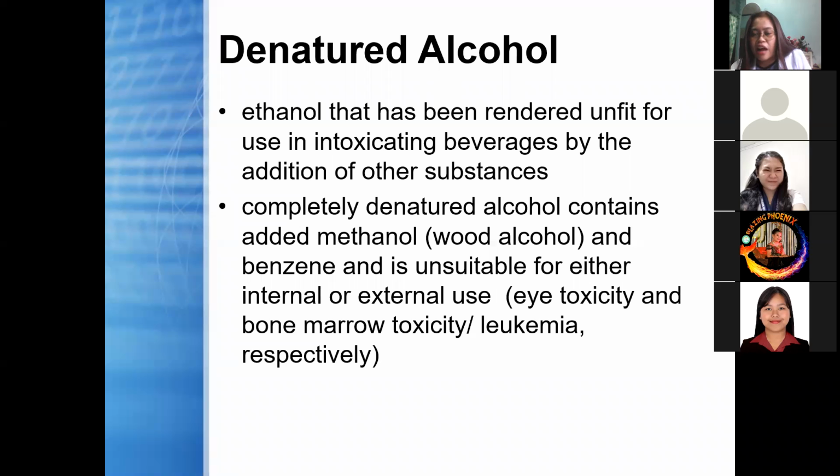So pag denatured alcohol, either it contains methanol, other name of methanol is wood alcohol, or ang uban pod nga denatured alcohol naa siya benzene. So kana silang duha na gimix dito sa ethanol, toxic na sila. So dili na sila pwede for application whether internal or external. So pwede na lang sila gamiton as disinfectant. Disinfectant na ang atong denatured alcohol, pero dili na siya pwede gamiton sa living tissues.